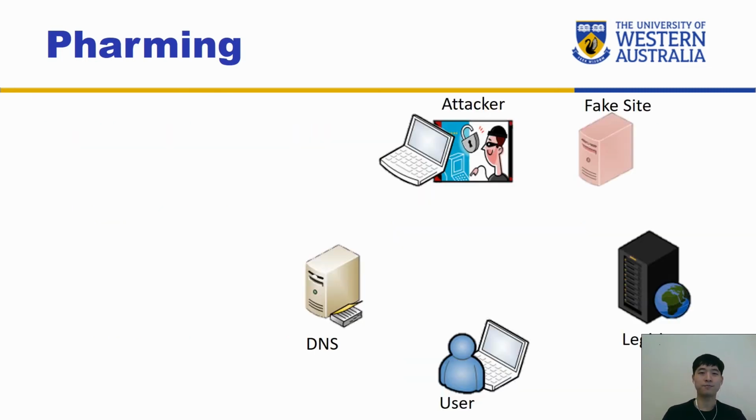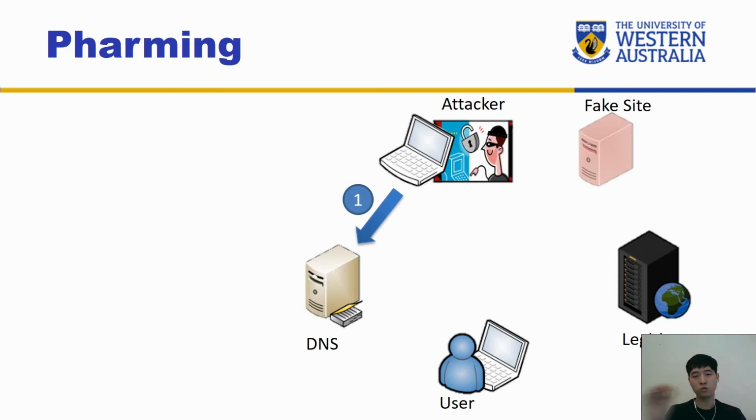Okay, so let's have a look. So here are our 5 entities required for this pharming attack. We have the attacker at the top and the fake site that the attacker created. And at the bottom, we have the 3 legitimate entities: the DNS server, you, and the legitimate site. So what happens is the attacker will poison the DNS server.